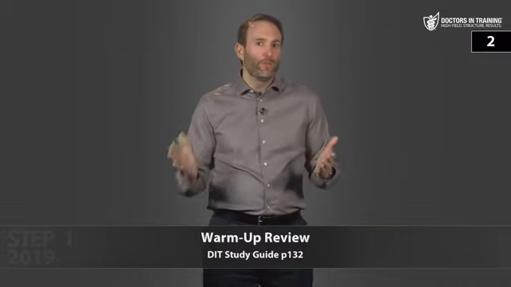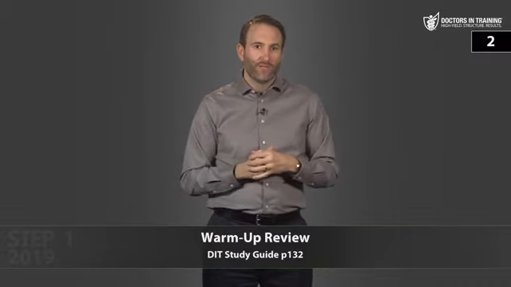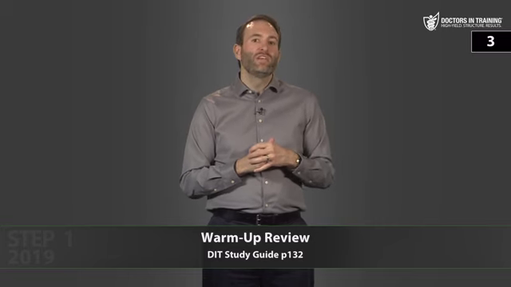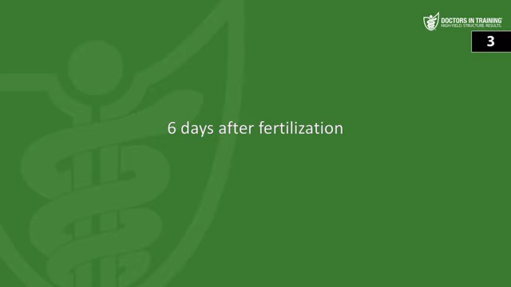Next, which diuretic is used in the treatment of idiopathic intracranial hypertension? Acetazolamide. So we don't actually use this much for diuresis, but we use it for pseudotumor cerebri and glaucoma and altitude sickness. Next, when does implantation of the blastocyst take place? So that's going to be 6 days after fertilization. All right, that's it for the warm-up. Let's get to that video.